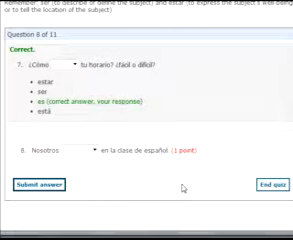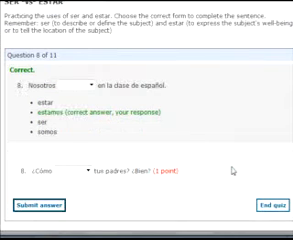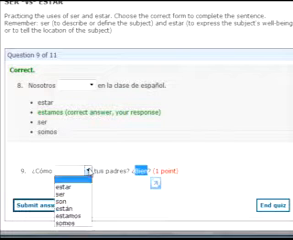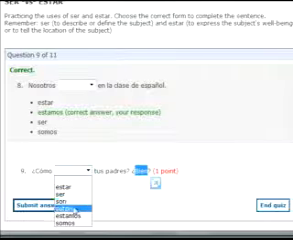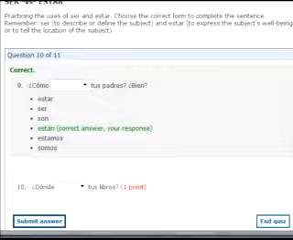Nosotros, blank, en la clase de español. So this was saying we are in Spanish class. Okay, estamos en la clase de español. How are your parents? Now, by the answer bien, I'm not asking you to describe your parents. I'm asking you, how are they doing? So, of course, you know this is physical or emotional condition. ¿Cómo están tus padres? Okay, and we got that one right.